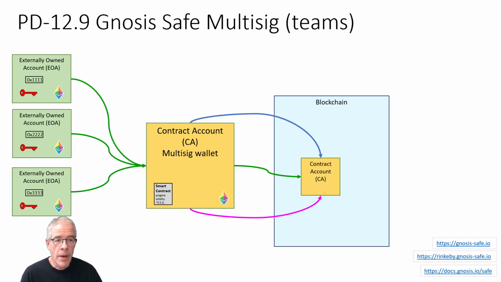Gnosis has made one of those multi-sigs, which is used quite often. So here's sort of an example of how that works. We have the contract in here, and that's doing stuff on the blockchain over here, all the kind of interactions, and that contract itself is regulated by the normal external accounts. Those external accounts tell this contract what to do, and then the contract does actions over here on the blockchain.